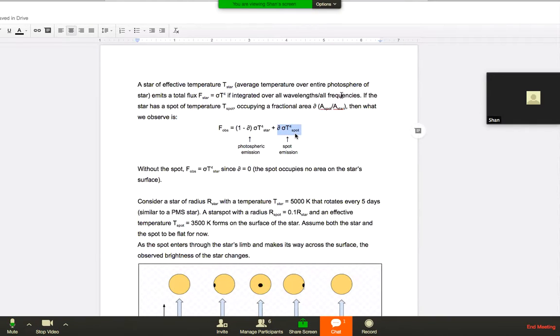By the other token, if you say there is no spot and delta is 0, then your observed flux is the flux of the star, the photospheric flux. So that's why we got this equation.